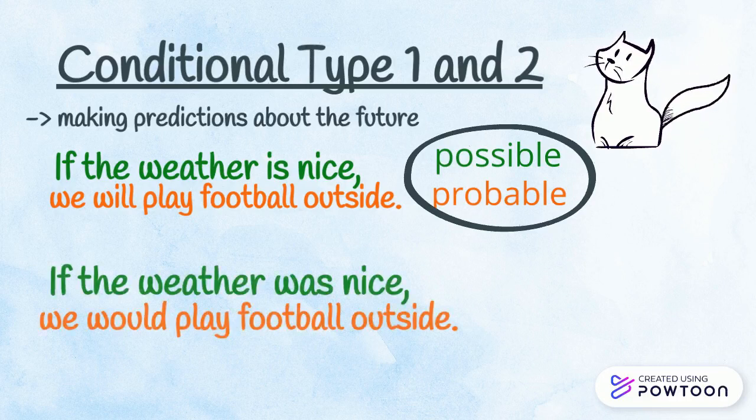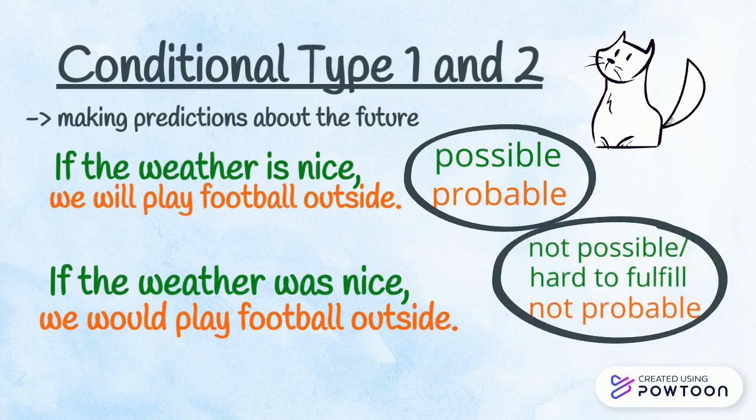In a conditional type 2, "If the weather was nice, we would play football outside," the condition is not possible or only very hard to fulfill, and therefore the conclusion is not probable. Let's move on to type 3.